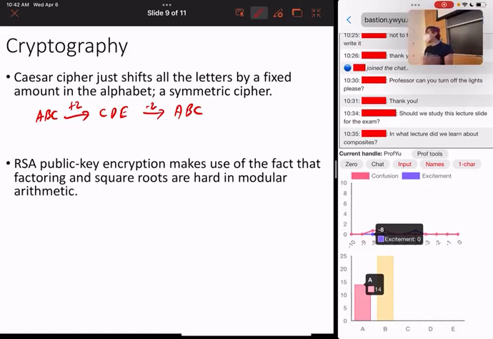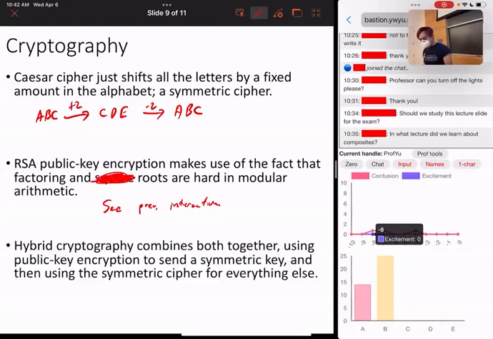We also have RSA public key encryption, which makes use of the fact that factoring and roots are hard. As you've experienced, taking roots and factoring are hard in modular arithmetic. See the previous interactive. I will give you a worksheet, which I'll hopefully write by Monday, with a couple more examples of this. And of course, hybrid cryptography combines them both. You use public key encryption to send a small key for the Caesar shift or other symmetric encryption. So this is also this interactive exercise.